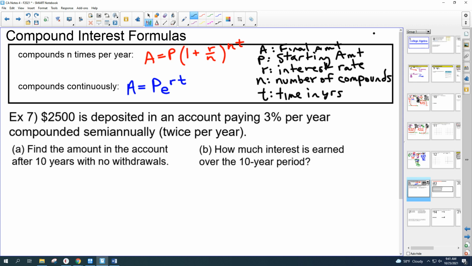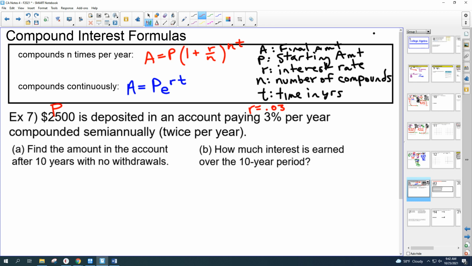Number 7, $2,500 is deposited in an account. Okay, time out. Is that what we started with or what we ended with? 2,500. That's what we started with, so that's P. Okay, in an account paying 3% per year. Well, that's your interest rate, right? So R equals 0.03. 3%. You should know this, but maybe you don't. Percent means divide by 100. That's why we have to move the decimal, because it says 3 divided by 100. That's literally what it says. 3 divided by 100 is 0.03.